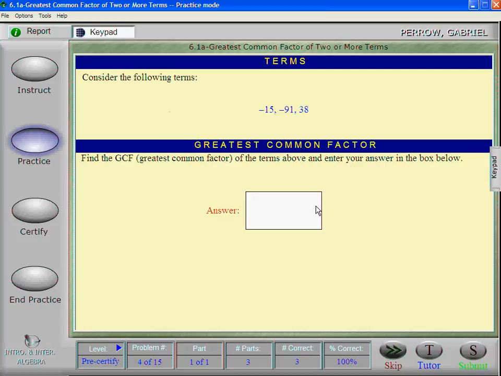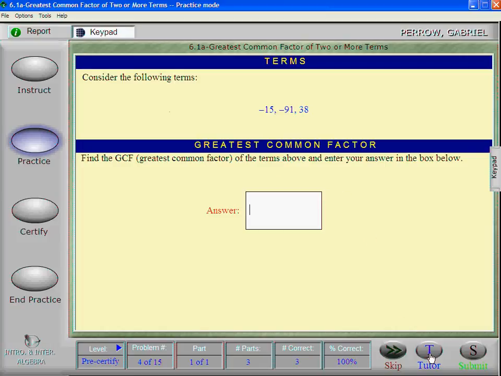Okay, these numbers, negative 15, negative 91, and 38. With the negatives, it's just kind of a little technicality, I guess. If all 3 numbers are negative, then Hawks chooses to make negative 1 a common factor and will express that as part of the product, the final answer. But if not, like this example has 2 negative numbers and a positive, they're going to have the answer be positive when they enter it in. Just a little technical thing that they're focused on.